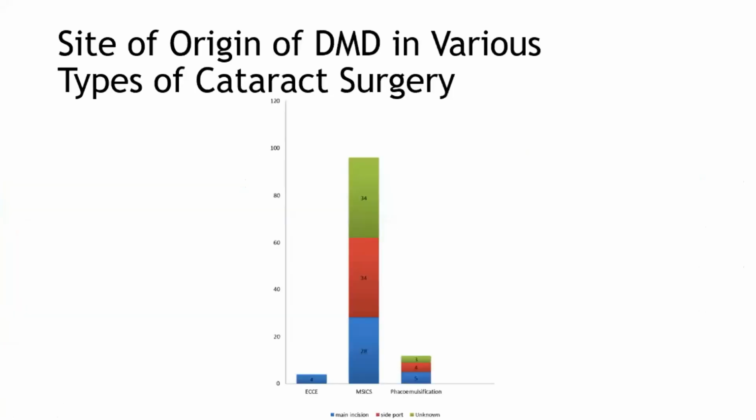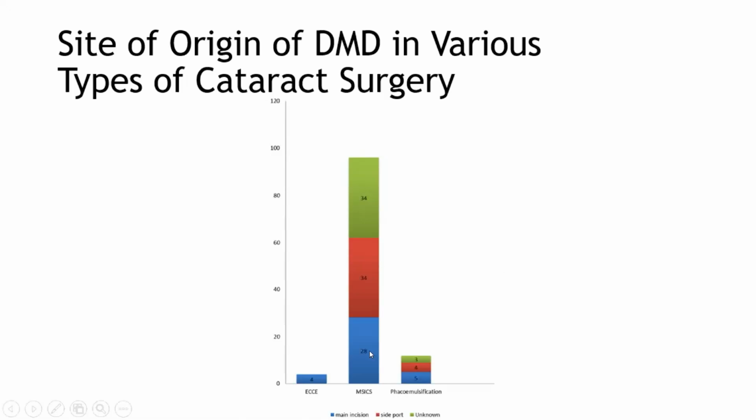And finally, I told you we are going to look at the site of origin of DMD. But this is a problem because this is retrospective data, so there were a lot of unknowns here. This is the main incision, this is through the side port, and here it was not properly documented. So if you have to do a prospective study, you can have a column in the proforma and get the information from the operating surgeon on where the site of origin of the Descemet's membrane detachment is. In that case, we can have the proper data.